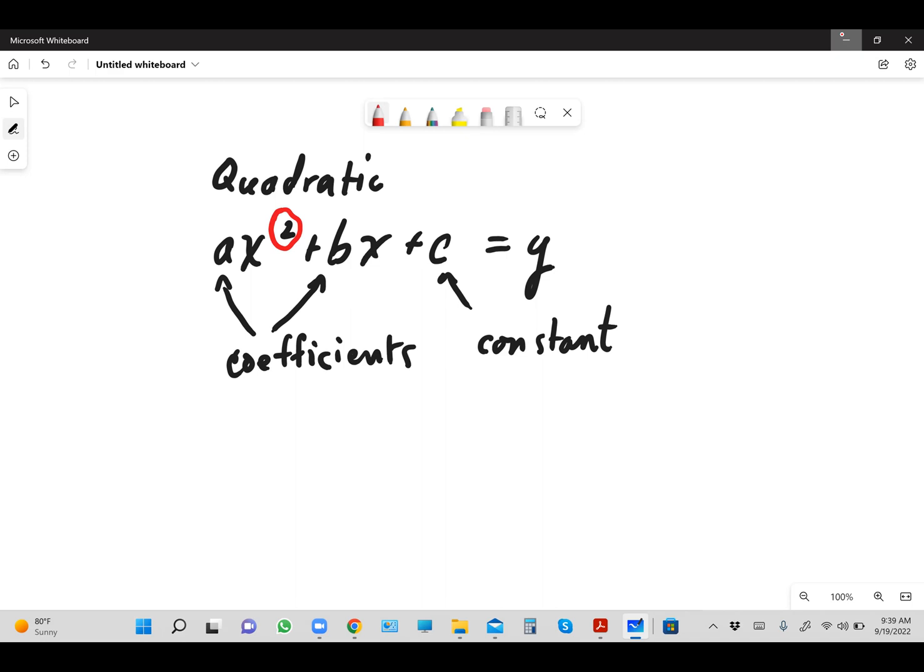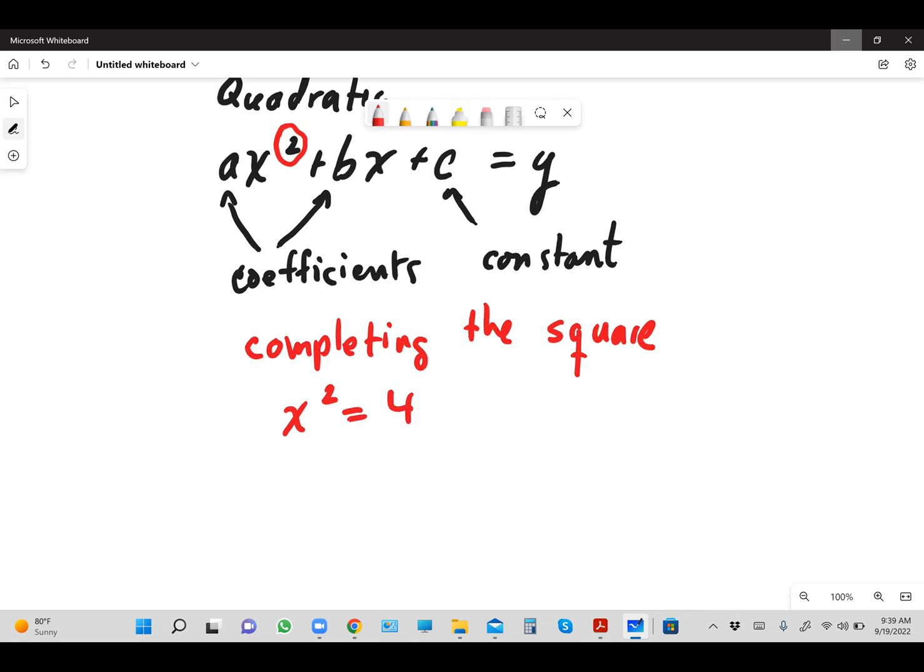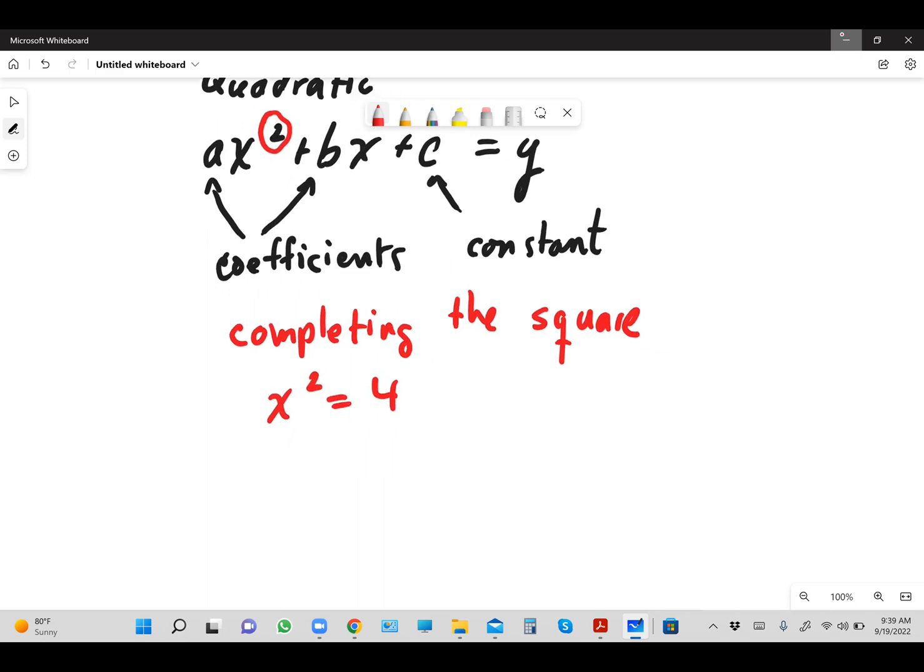Now, the first thing they want to discuss here is a property which is going to help us do something. It's called completing the square. The main motivation for completing the square is essentially, if I have this, x squared equals 4, how do you solve that?